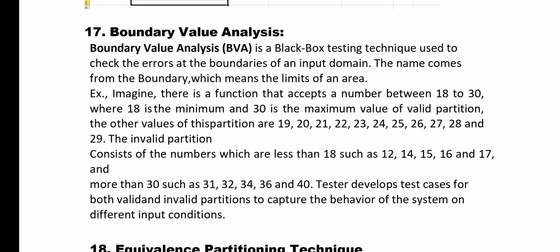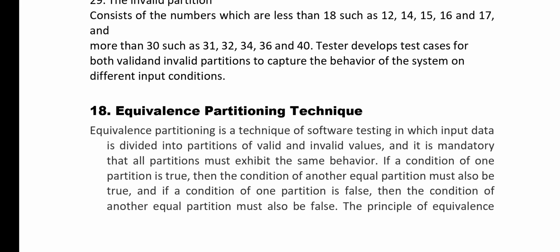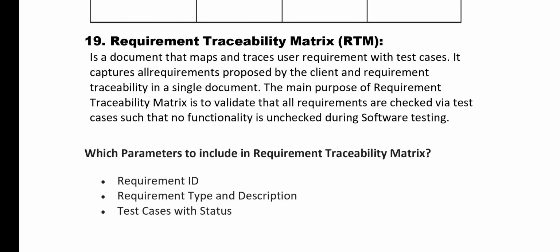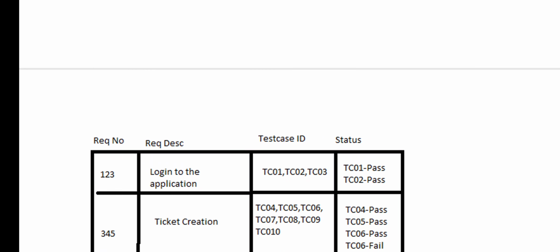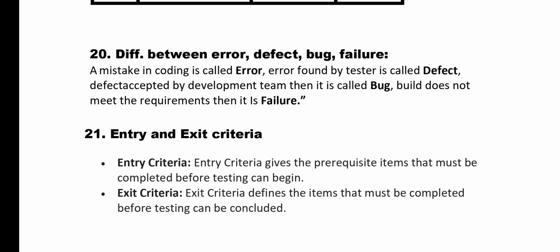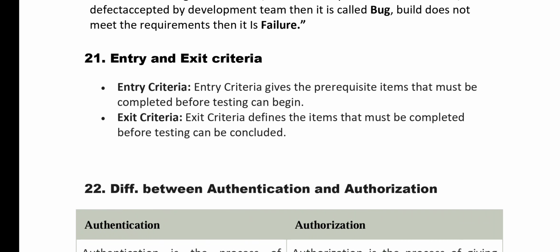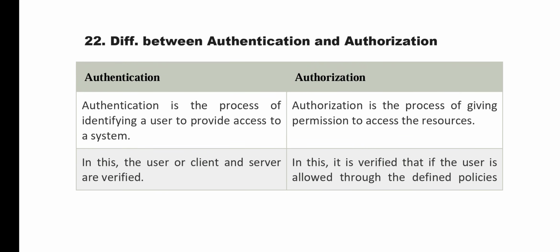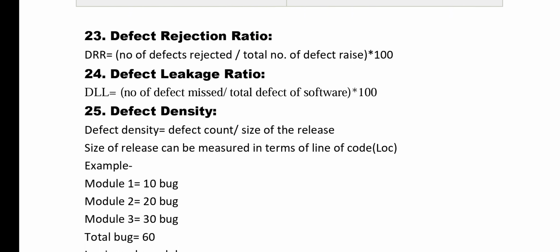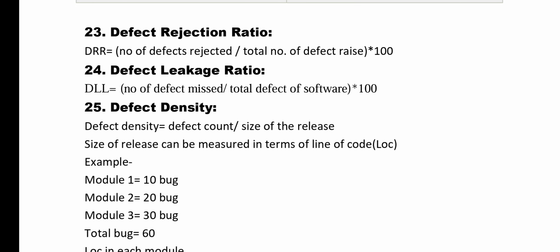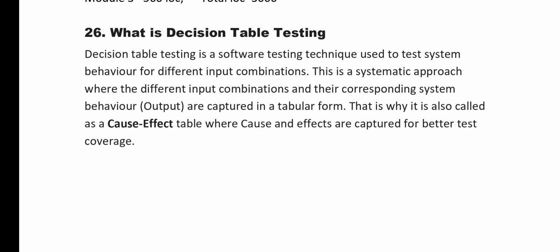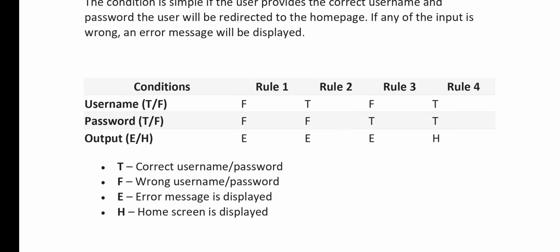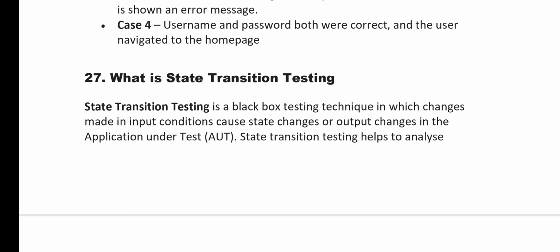Okay, and then we talked about boundary value analysis, and then equivalence partitioning, and then we have also spoken about the requirement traceability matrix, RTM, and then the difference between error, defect, bug and failure, and the entry and exit criteria, and then the authentication and authorization difference, and then what is the defect rejection ratio, and defect leakage ratio and how to identify it, and the defect density, and we have also talked about decision table testing, and then state transition testing.